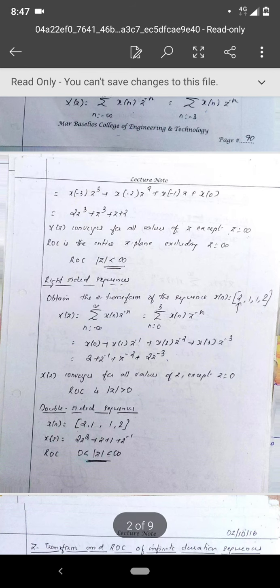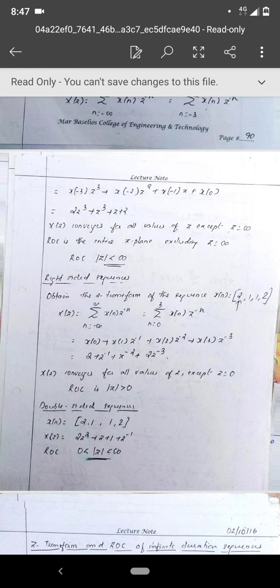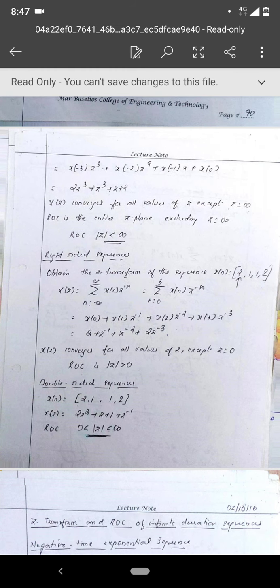Just the opposite happens. I just flip the signal to the other side. The pivot is at 2 again, indicating the 0th position, and all the numbers towards the right side of that pivot represent positive positions. That is, 1 is sitting at 1, 1 is sitting at 2, and the last 2 is sitting at 3. So my summation will be from n is equal to 0 to 3 x of n z raised to minus n. Just see the expansion: x of 0 plus x of 1 into z raised to minus 1 plus x of 2 z raised to minus 2 plus x of 3 z raised to minus 3.